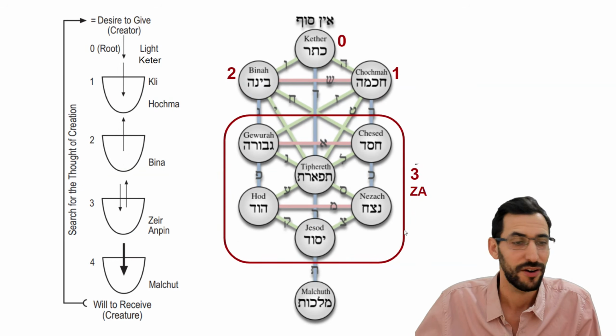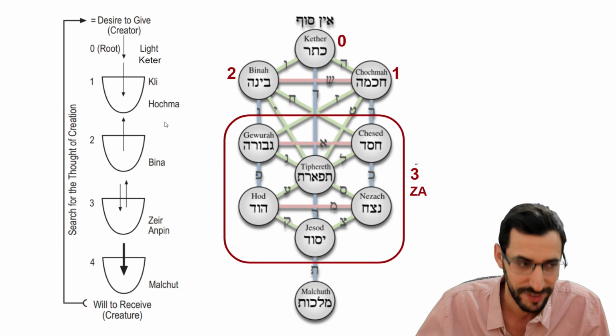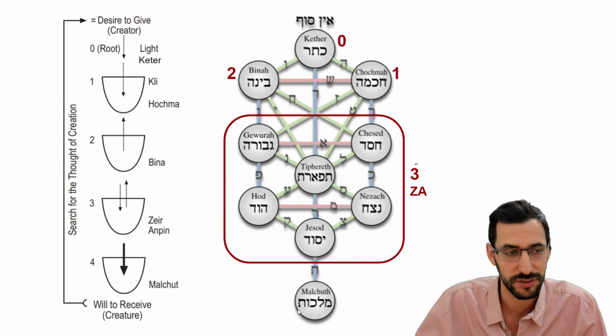Let's go back here. Okay. That's actually Hesed, Gevura, Tiferet, Netzach, Hod, Yesod. So Zeir Anpin actually includes 6 Sefirot inside of it. And then the 4th phase is Malchut.